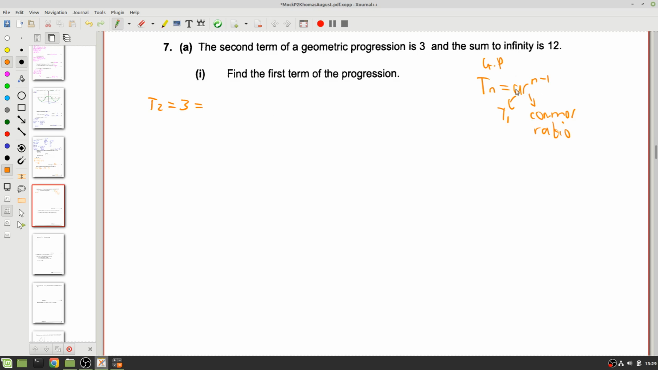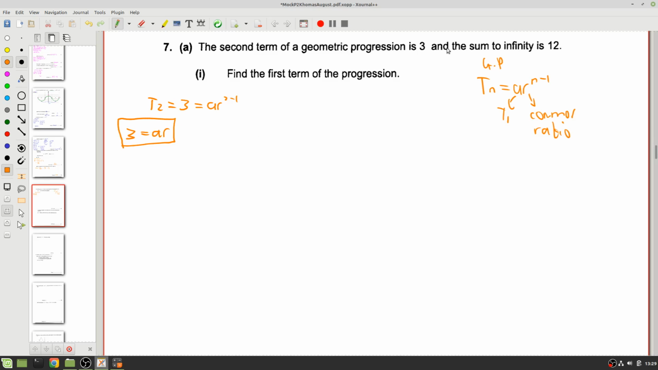So we can use this formula. So just replace the n with a 2. This is equal to ar to the power 2 minus 1. So simplifying this, we get 3 equals ar. This 2 minus 1 is just 1. r to the power 1 is just r. So here we have one equation.